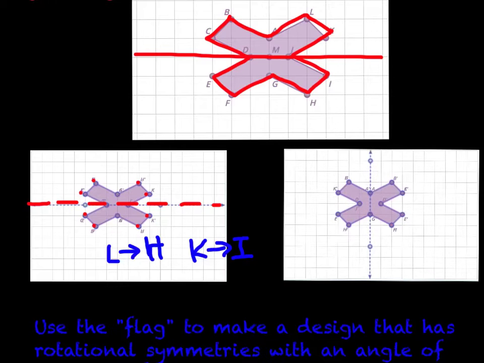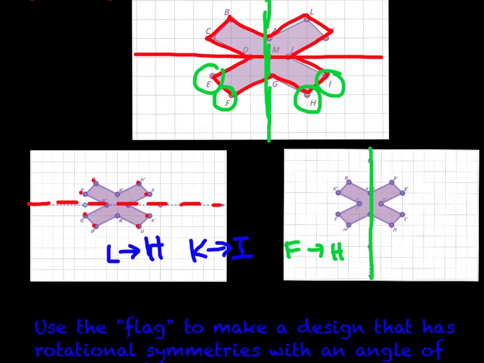As well, this big X also has a vertical line of symmetry right through it. We can see it right there. And we could also say that in this situation, F would become H, this point becomes this point, E becomes I, and we could do that for every single point on our X.